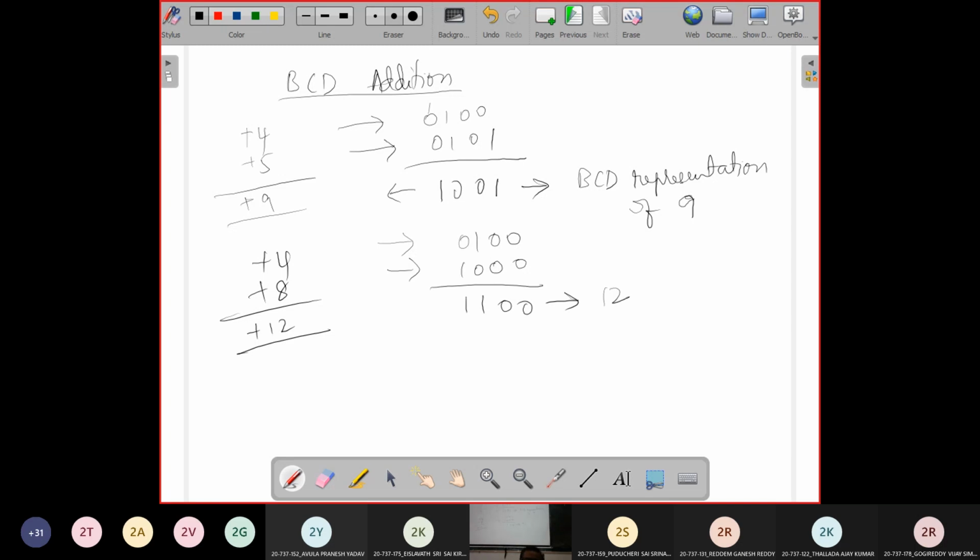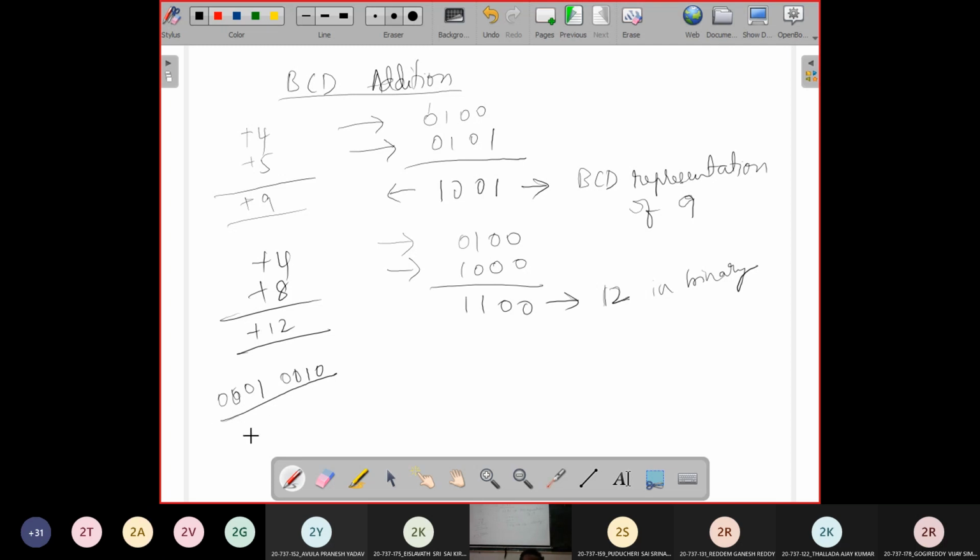It is 12 in what code? It is 12 in binary representation. Please understand here, it is 12 in binary. But what we are doing is BCD arithmetic. So what answer do you expect here? We expect the answer to be in this form: 12 in BCD should be 0001 followed by 0010. Something like this should be the answer I get whenever I do this operation of plus 4 and plus 8 in BCD arithmetic. Do you agree?